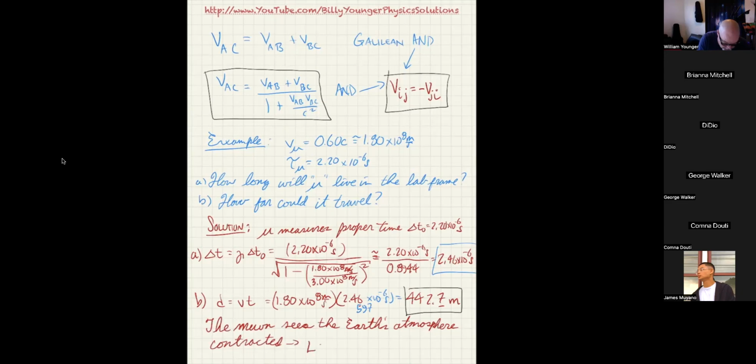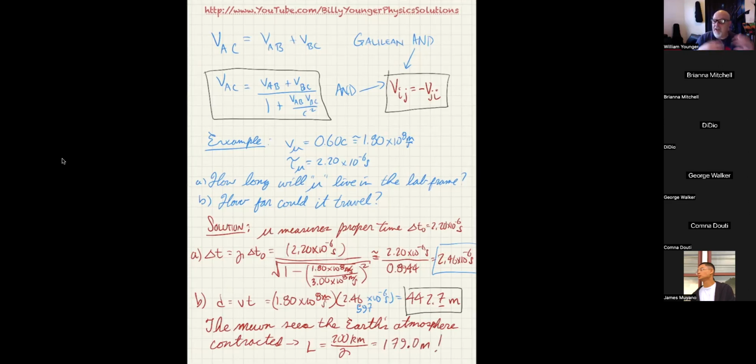So L is going to be, let's say the Earth's atmosphere is 200 kilometers. So it's going to be 200 kilometers over gamma. So that's going to be basically 0.8944 times 200. It sees it as only 179 meters. So that's why the muon believes it made it.